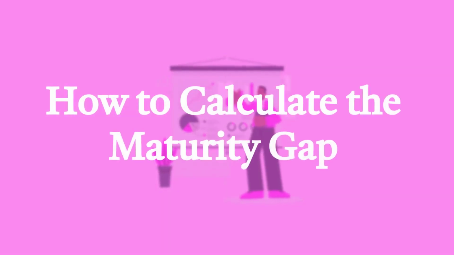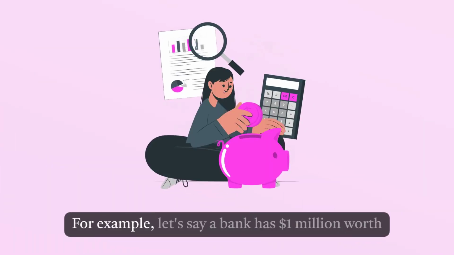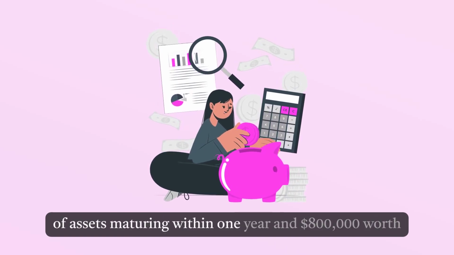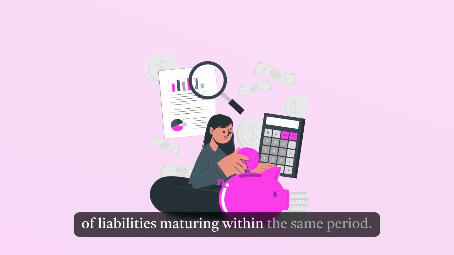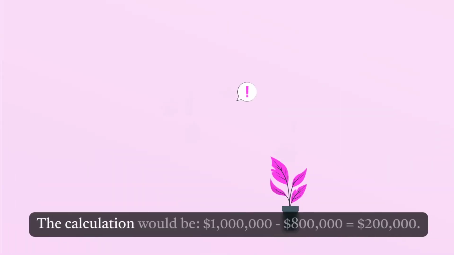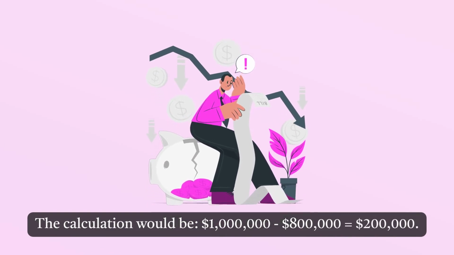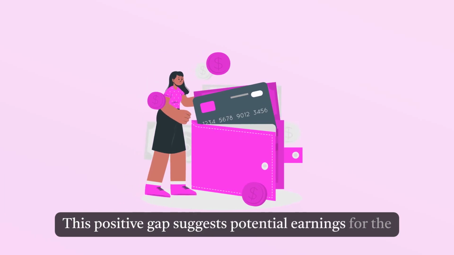How to calculate the maturity gap? To calculate the maturity gap, follow these steps. For example, let's say a bank has $1 million worth of assets maturing within 1 year and $800,000 worth of liabilities maturing within the same period. The calculation would be $1 million minus $800,000 equals $200,000. This positive gap suggests potential earnings for the bank.